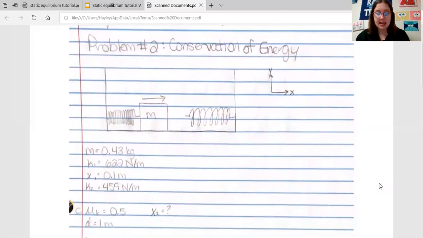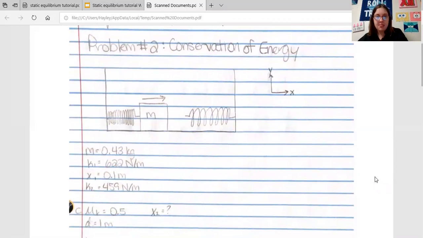So this problem states a brick of mass m equals 0.43 kilograms is set against a spring with a spring constant of k equals 622 newtons per meter, which has been compressed by a distance of 0.1 meters. Some distance in front of it along a frictionless surface is another spring with a spring constant of k equals 459 newtons per meter. And then part C states, now assume friction is present on the surface in between the ends of the springs at their equilibrium lengths, and the coefficient of kinetic friction is 0.5. If the distance between the springs is 1 meter, how far in meters will the second spring compress?